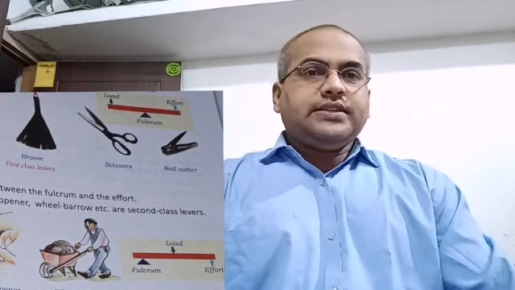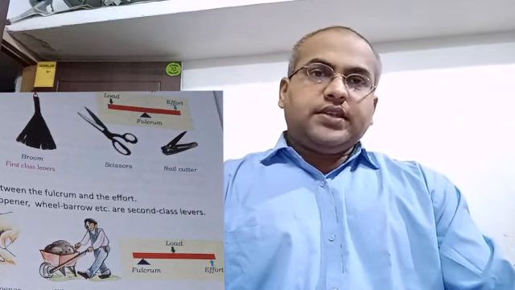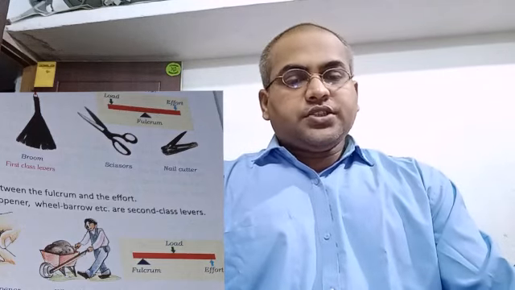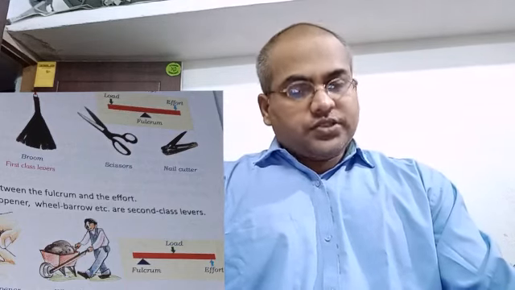Next, pulley, example is curtain. Next, wheel and axle, example is sewing machine. Next comes the screw and the example is revolving chair, which is an example of a screw.